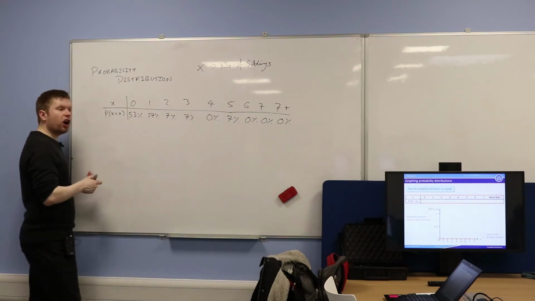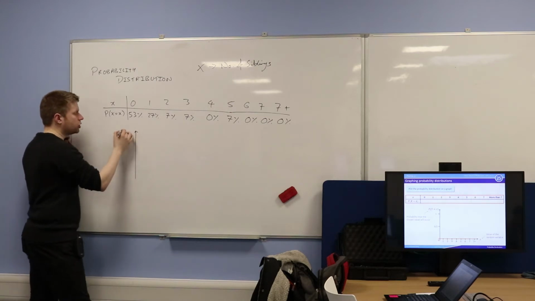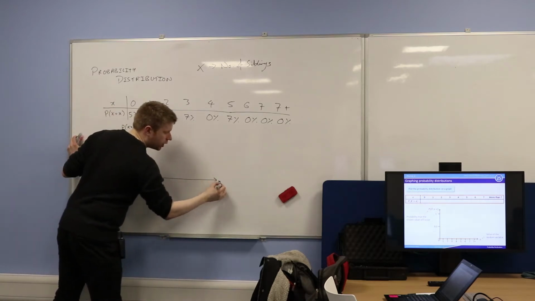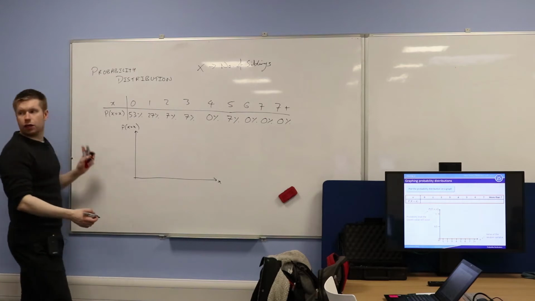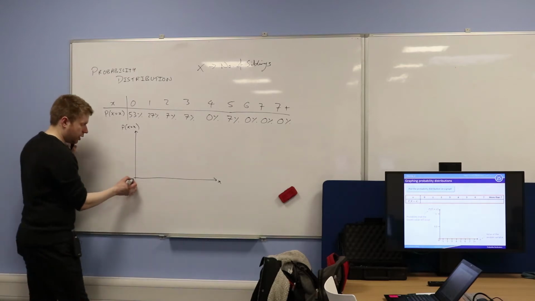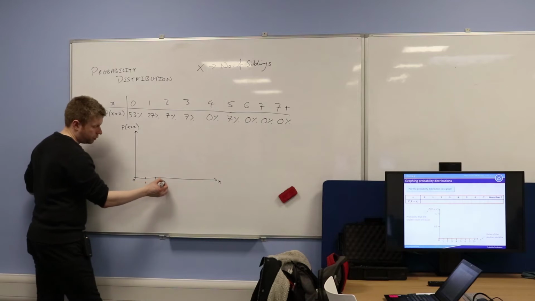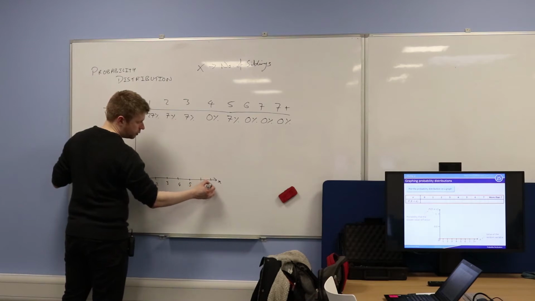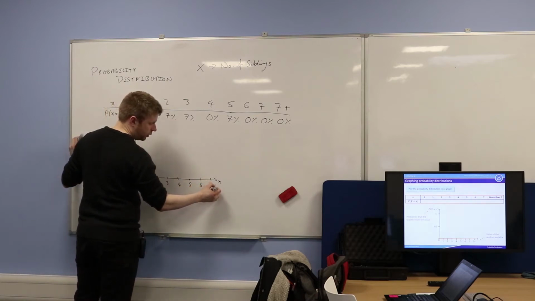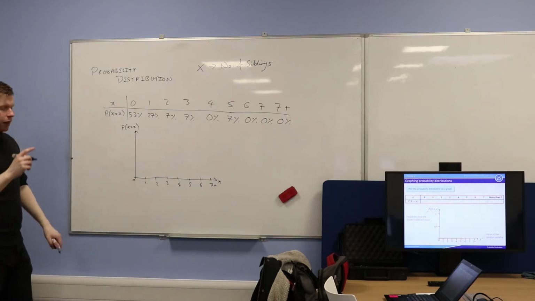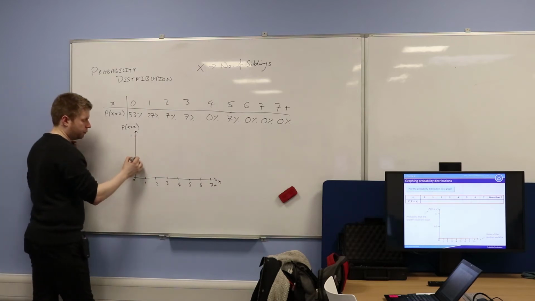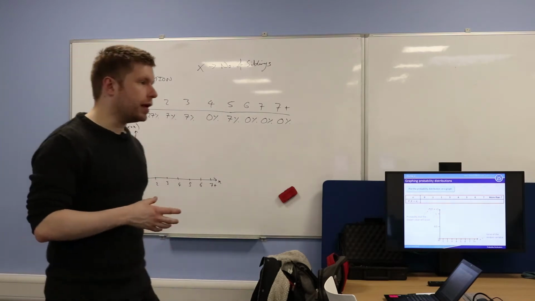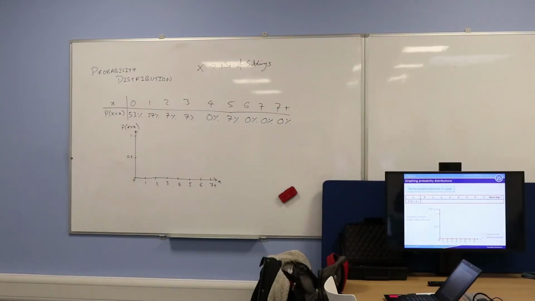It's literally just going to be a bar chart, okay? Along the y-axis, you're going to have the probability. And along the x-axis, you're going to have the outcome, okay? So basically, you want to draw something like this: 0, 1, 2, 3, 4, 5, 6, and 7 plus. So literally, all I want you to do is draw me a probability distribution. Can you plot it on a graph for me?